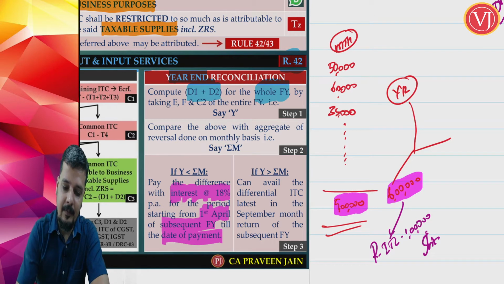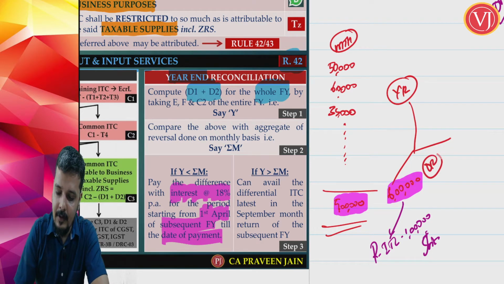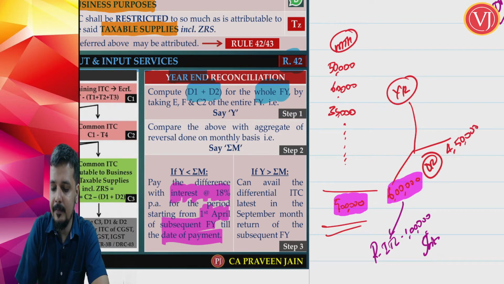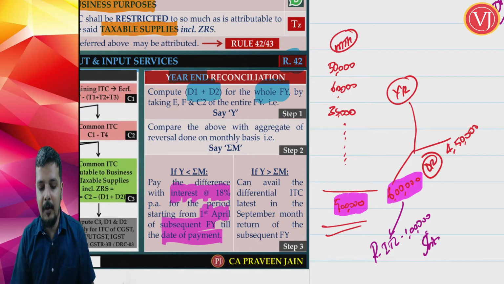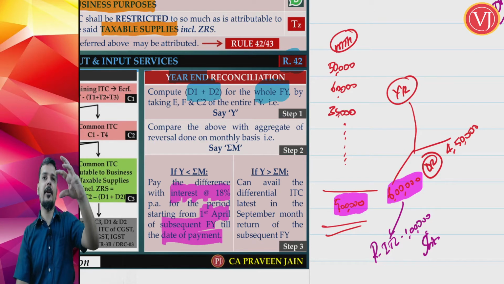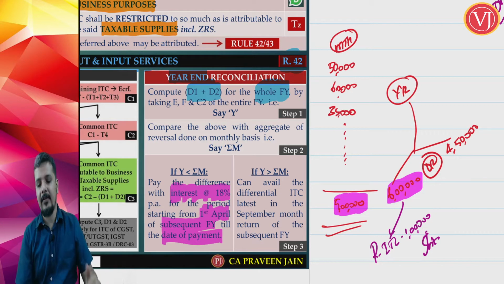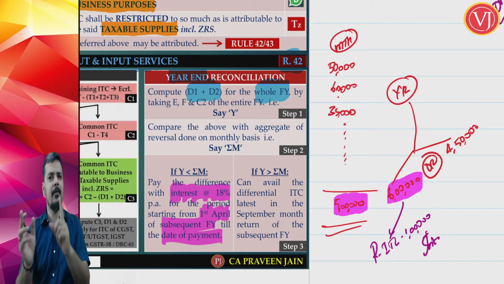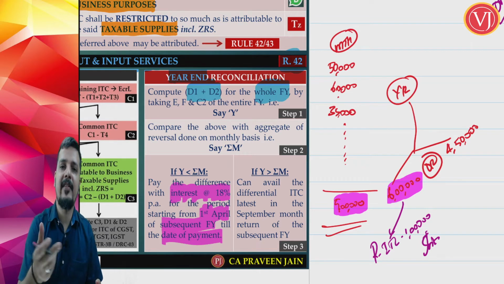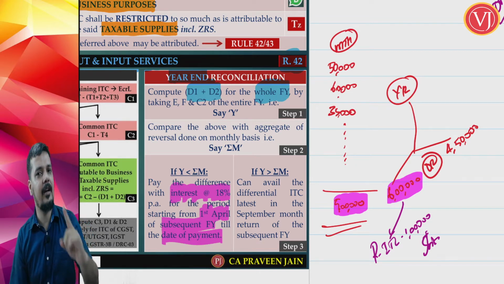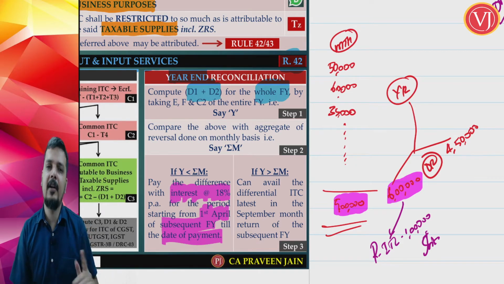This is one scenario. Another scenario, assume year end reversal comes to be 4,50,000. That is, the year end D1 and D2 comes to be 4,50,000. First you have to calculate month wise D1, D2 to find the total of the same. Then you have to check the year end figure, which will be only one figure. If it is more than what you have reversed, do the extra reversal along with interest at 18% right from 1st April of next financial year till the date of payment.